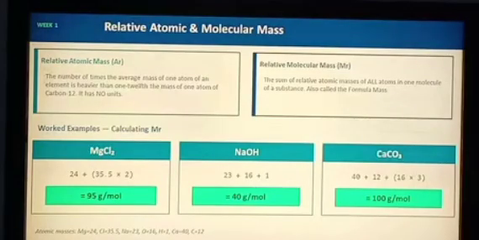Now, how do we calculate the relative molecular mass? Since relative molecular mass is concerned with the particles that make up a compound, and a compound is a group of atoms, we need to take note of the relative atomic mass of each of those elements that make up that compound, which is a molecule. When we take note of them, we add them up together to get the relative molecular mass of that what?